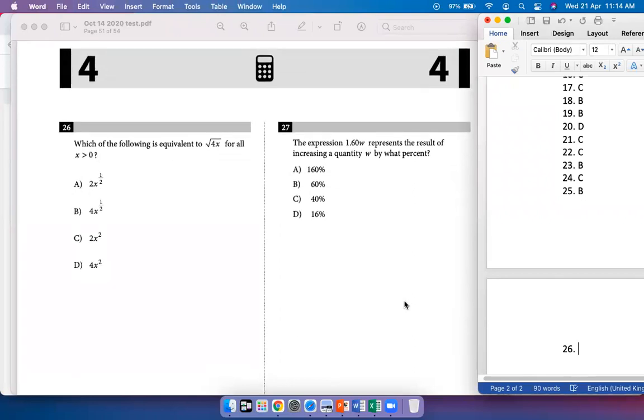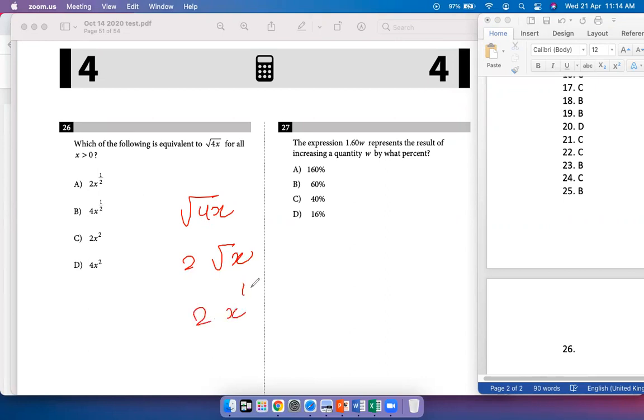26, which of the following is equivalent to root 4x for all x greater than 0? So root 4x can just be written as 2 times root x, because when I take 4 outside the square root, I get 2. So 2 times root x. And then root x can be written as x to the power half. So that's just option A.